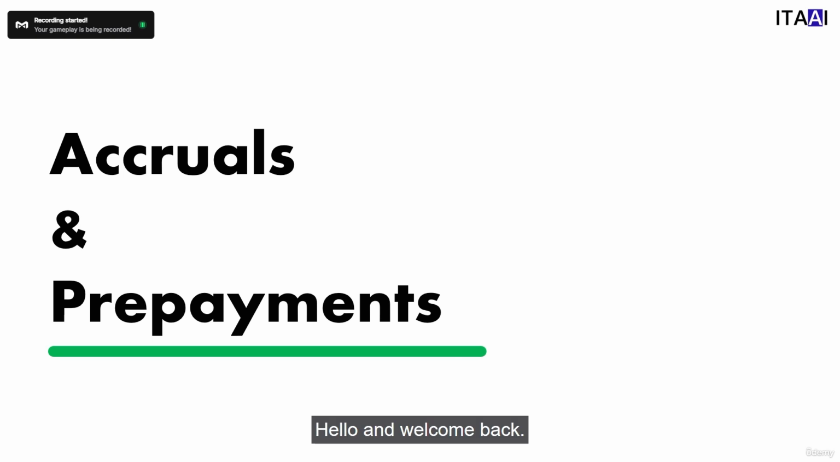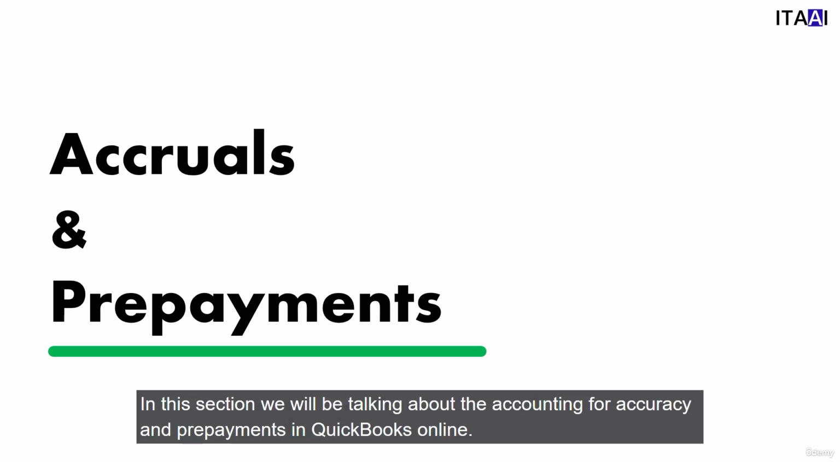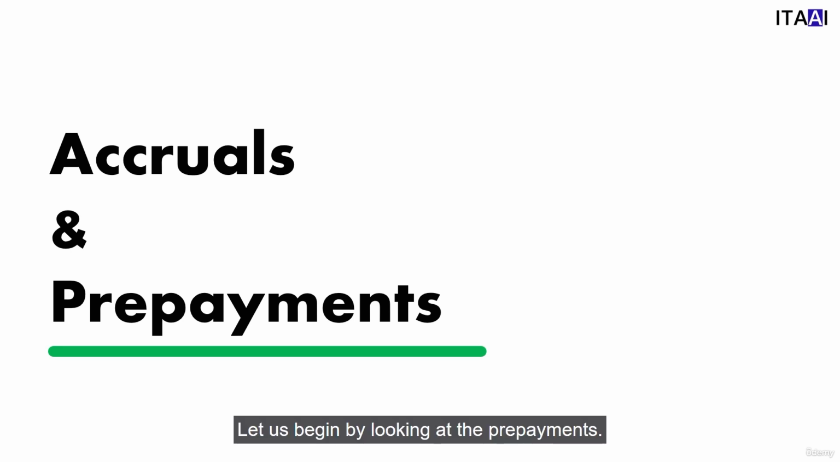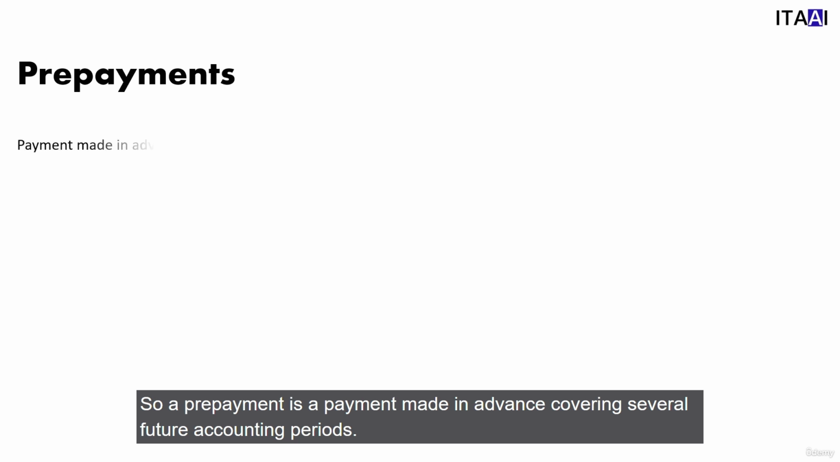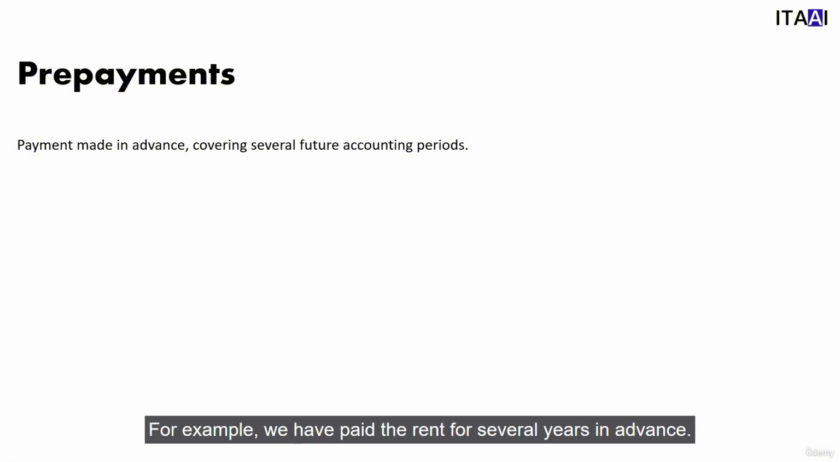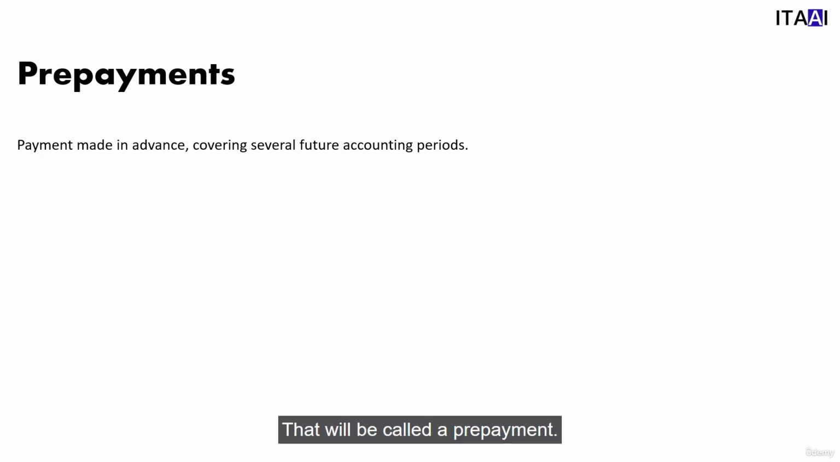Hello and welcome back. In this section, we will be talking about the accounting for accruals and prepayments in QuickBooks Online. Let us begin by looking at the prepayments. So, a prepayment is a payment made in advance covering several future accounting periods. For example, we have paid the rent for several years in advance. That will be called a prepayment.